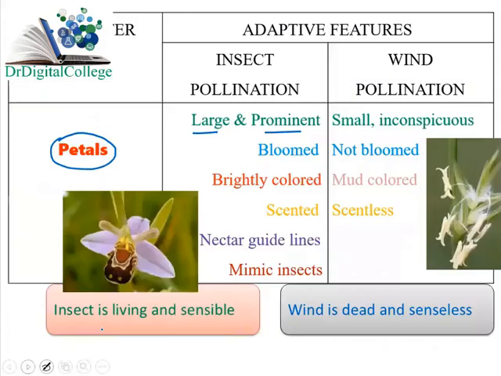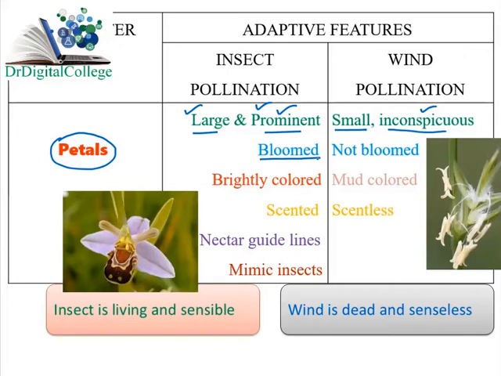So I have said that petals should be large and prominent, while in the case of wind pollinating flowers there is no need of petals. So the petals are either not present or they are very small and inconspicuous. Inconspicuous means they are not prominent. Opposite to the word prominent, there is the word inconspicuous.